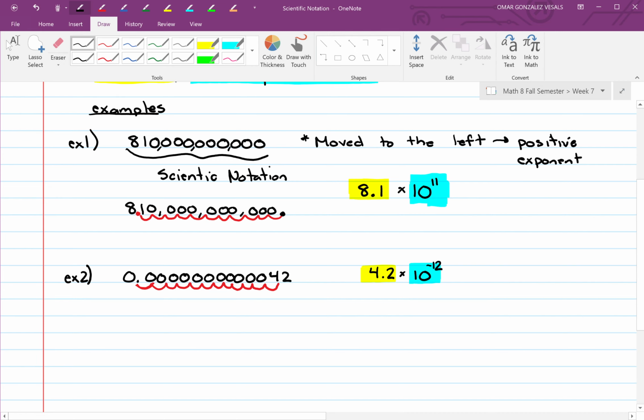On example 2, which way did the decimal move? To the right. What kind of exponent do we get? Negative, for a small number. That's basically scientific notation, guys.